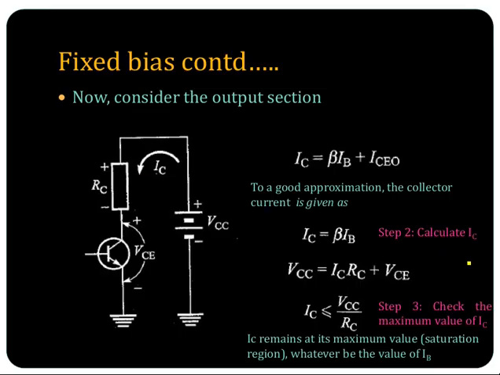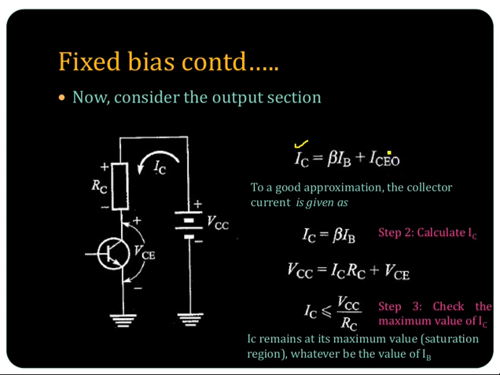The next step is to calculate IC. How will you calculate IC? For that, we have to consider the output section. This is the output circuit. You can see the equation for the output circuit will be VCC equal to IC RC plus VCE. What is IC? IC equals beta IB plus ICEO.